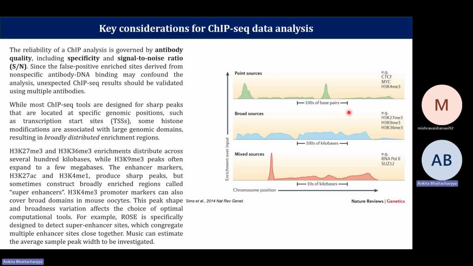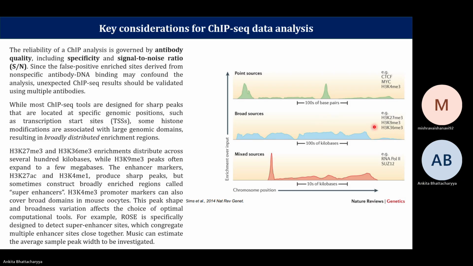If you see here, these are point sources. Very sharp peaks are usually found, mostly for transcription factors like CTCF, MYC, etc. Another example of this is also H3K4me3, but they can also sometimes give you broad domains in some cases.